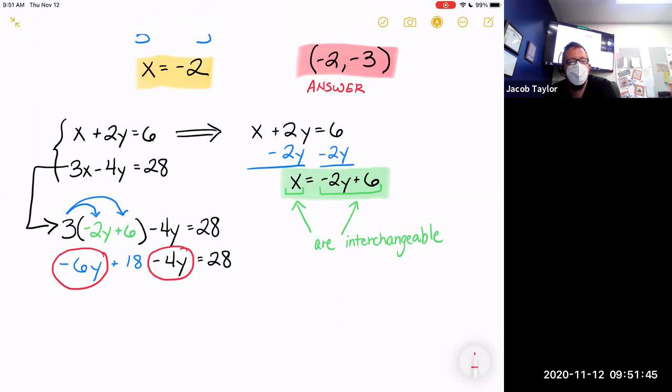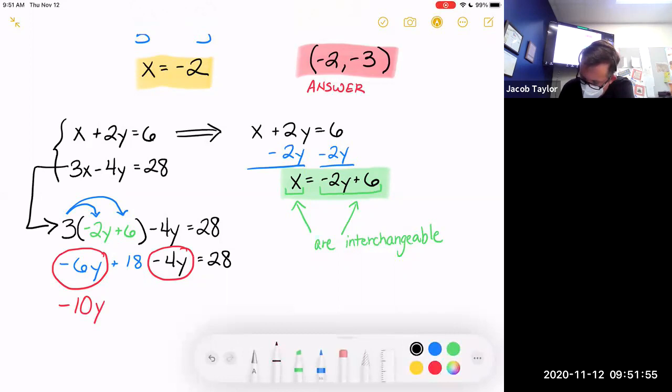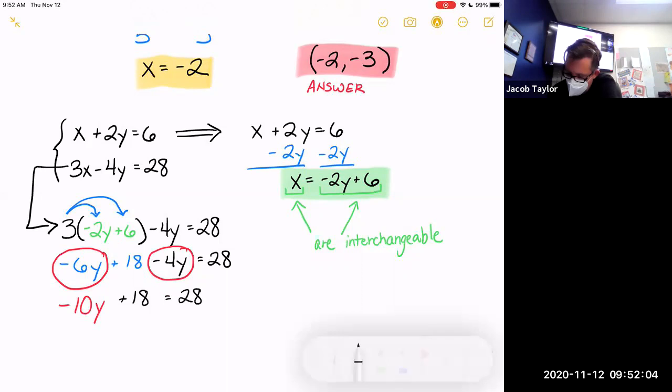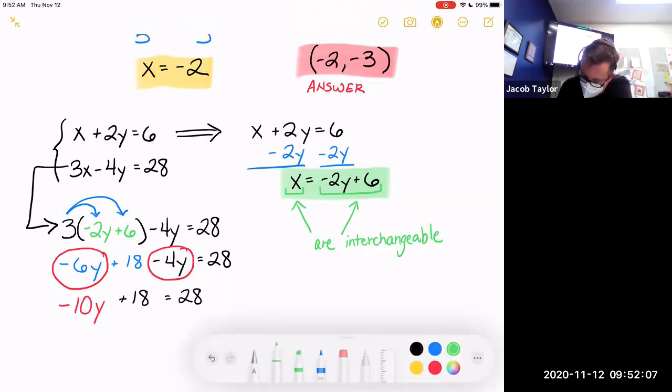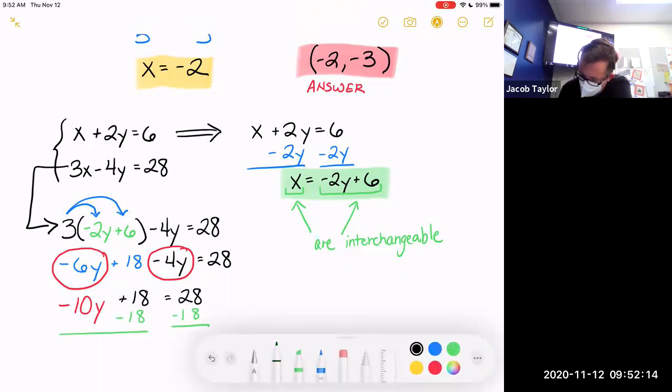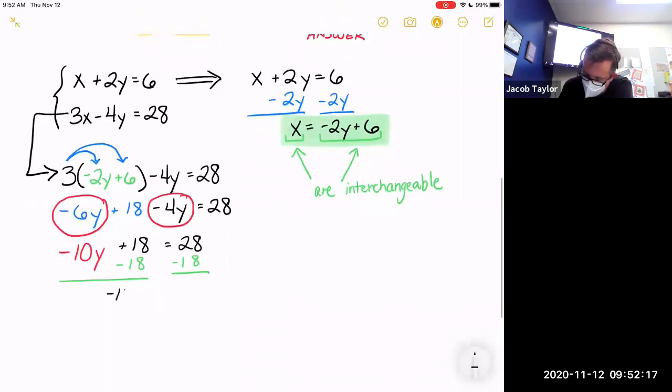Yes? Negative 6 plus negative 4 is very good, Brooke. Negative 10y plus 18 equals 28. Very good. 28 minus 18. So I'm going to subtract 18 on both sides. Excelente. So that's going to leave me with negative 10y equals 10.